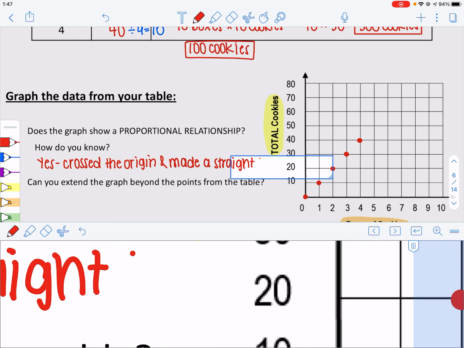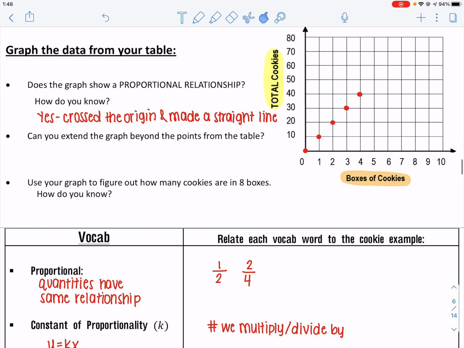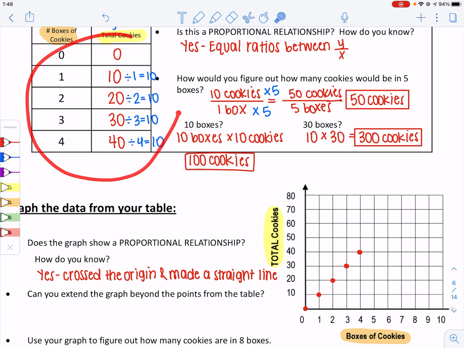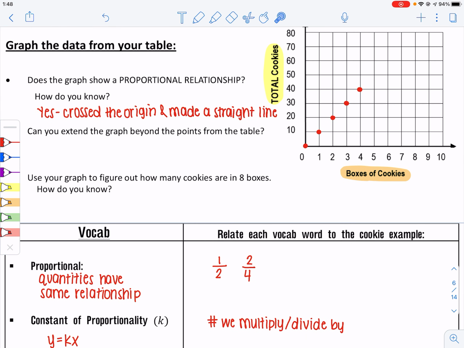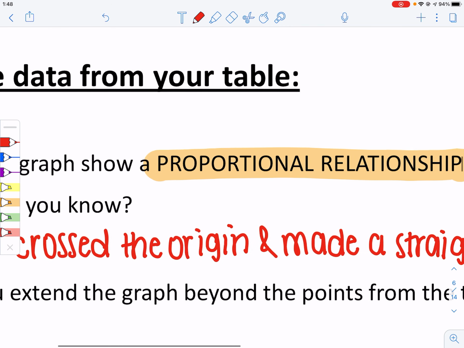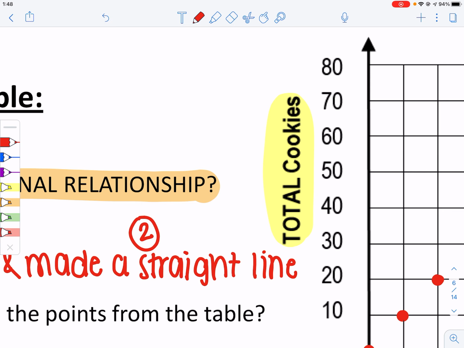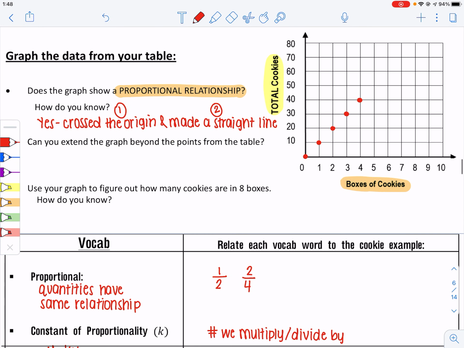Okay, and we've talked a little bit about graphs that have to make a straight line. If it has a constant rate of change, it would have to make a straight line. The rate of change here in this table and in this graph is a constant rate of change. So that also makes a straight line. But our graph right here crossed the origin and it made a straight line. So I know that it is a proportional relationship. So with a graph, there are two things that have to happen. They have to cross the origin and they have to make a straight line. If those two things happen, then it's a proportional relationship.